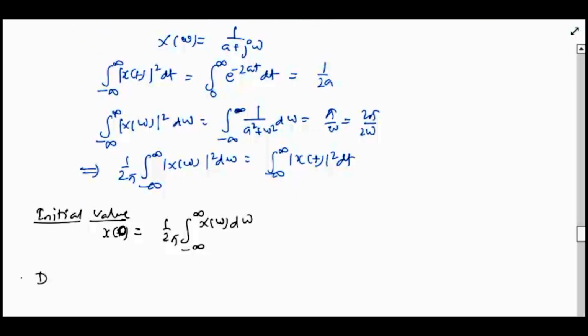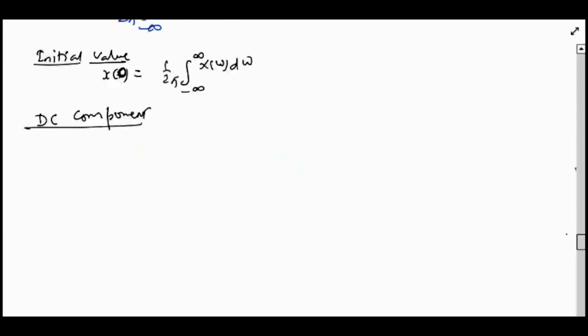Similarly, if I set omega equal to 0 in the analysis equation, I get the DC component of the signal. Namely, I get capital X(0) to be equal to integral from minus infinity to infinity of x(t) dt. See the right hand side, it's akin to the average of the time domain signal.